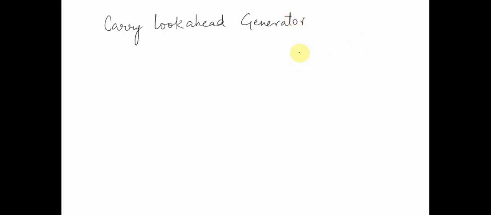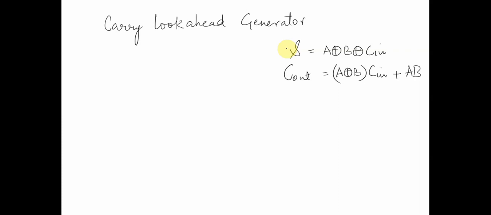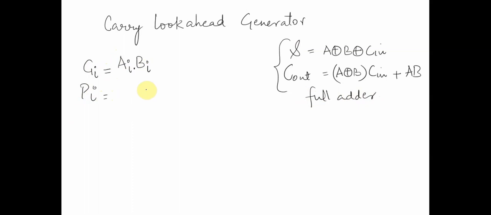If you see, in a full adder we had sum equal to A XOR B XOR C in, and carry out is (A XOR B) into C in plus AB. This is the full adder operation which we saw till now. What we can do in a carry look ahead generator is generate two functions. One is a generate function, one is a propagate function. For any stage i, the generate function is nothing but Ai into Bi. The propagate function is nothing but Ai XOR Bi.